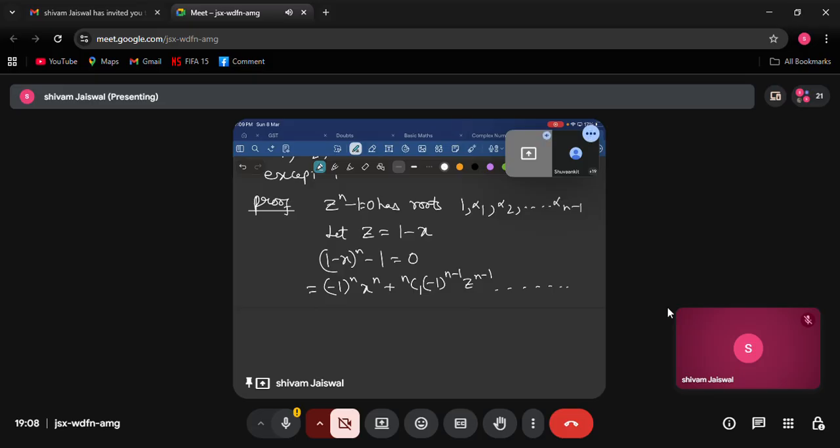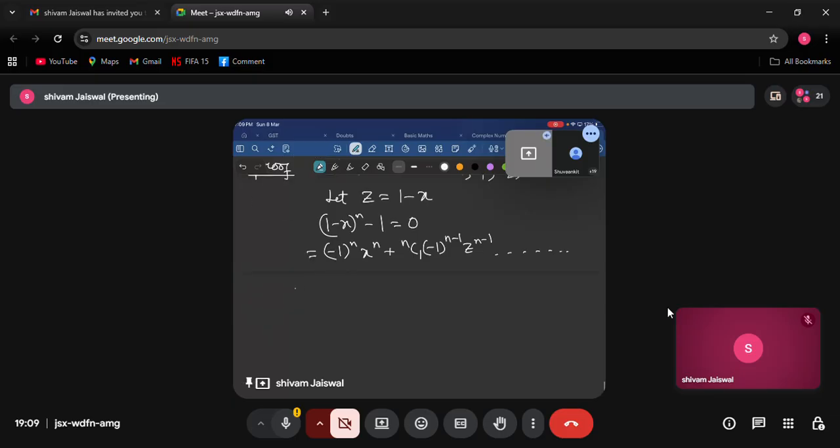Okay, that is a constant term. 1 minus 1 gets cancelled. So what is the product of the roots? The product of the roots will be the last term, that is (-1)^n times (c_{n-1}), divided by the coefficient of the leading term, that is 1. This will be equal to 1. Tell me, is it clear to everyone?